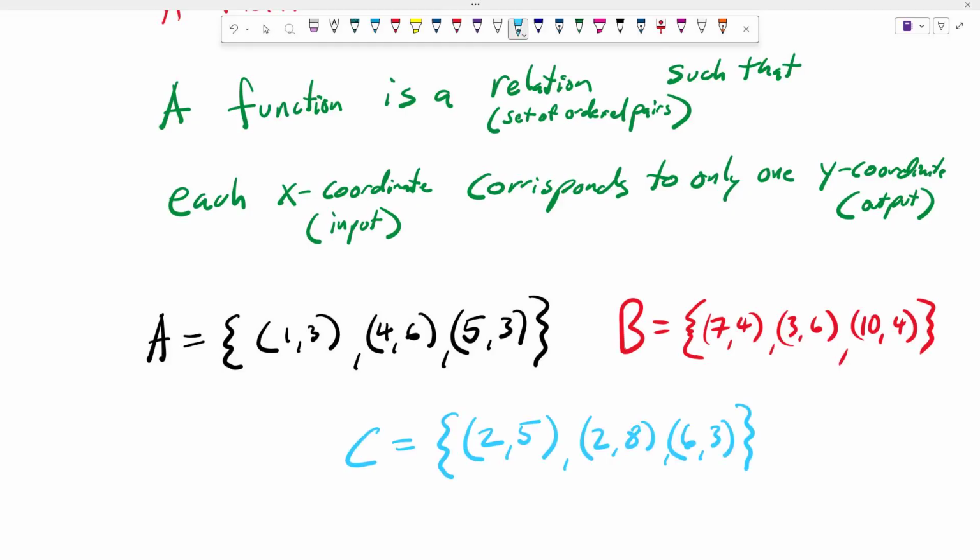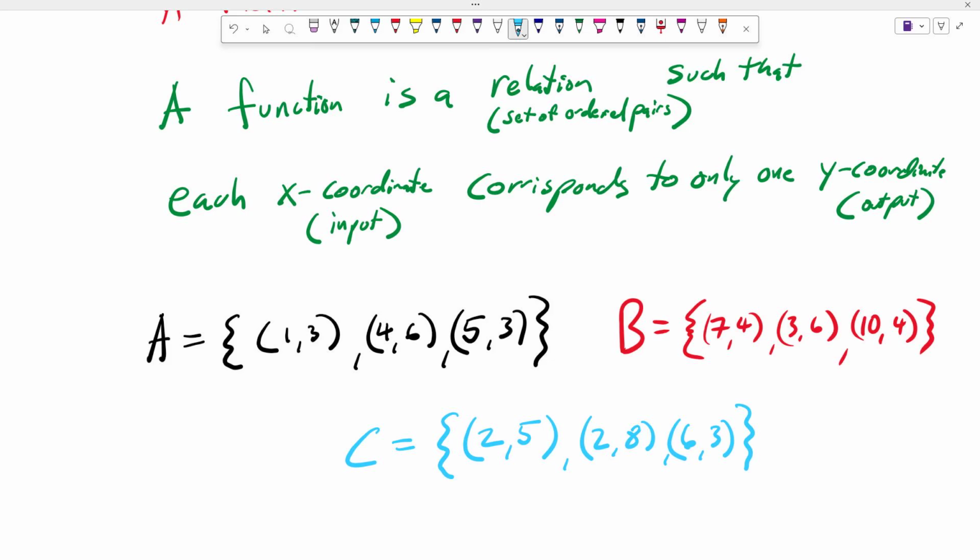Is C a function? No. Why not? Because 2 has 2 y values. Because the x coordinate of 2 corresponds to 5 and corresponds to 8. Okay. Here in A, 1 corresponds to 3, 5 corresponds to 3. We don't care as long as the same x value only corresponds to one y value.